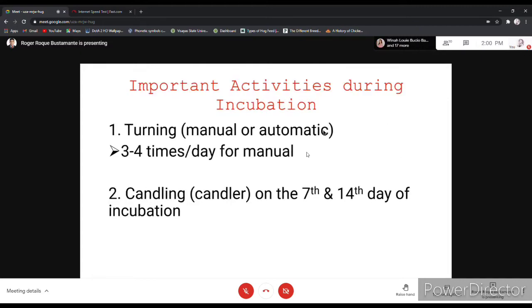So, important activities during incubation: turning, then candling. Turning can be manual or automatic. So the egg should be turned 3 to 4 times a day. With a manual incubator, you have to turn the eggs yourself, because the automatic one is already programmed.